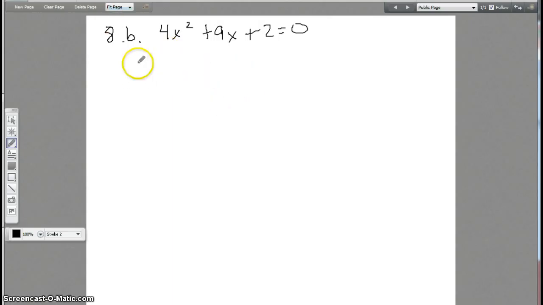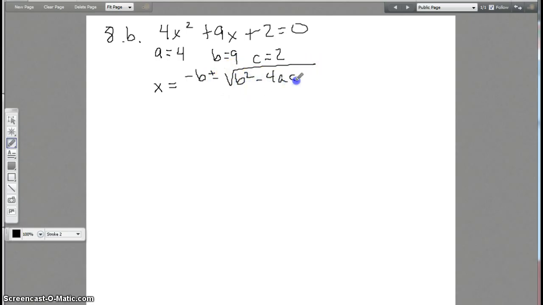Make sure you always write down what your A, B, and C are. Our A is equal to 4 because 4 is in front of the x squared. Our B is equal to 9 because 9 is in front of the x. And our C is equal to 2 because 2 is our constant. So now we write out the quadratic formula. X equals negative b plus or minus the square root of b squared minus 4ac all over 2a.